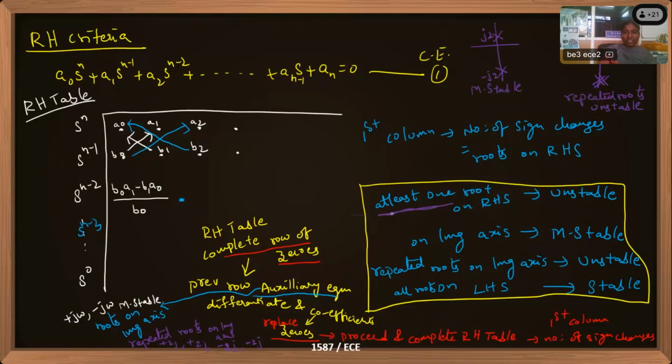Okay, with imaginary roots, if at least one root is on the RHS, we cannot conclude marginally stable; we have to say it is an unstable system. So these are the different things you have to remember in the RH criteria, in the RH table. Three different cases are possible. The first case is the first column sign changes, after completing the table.